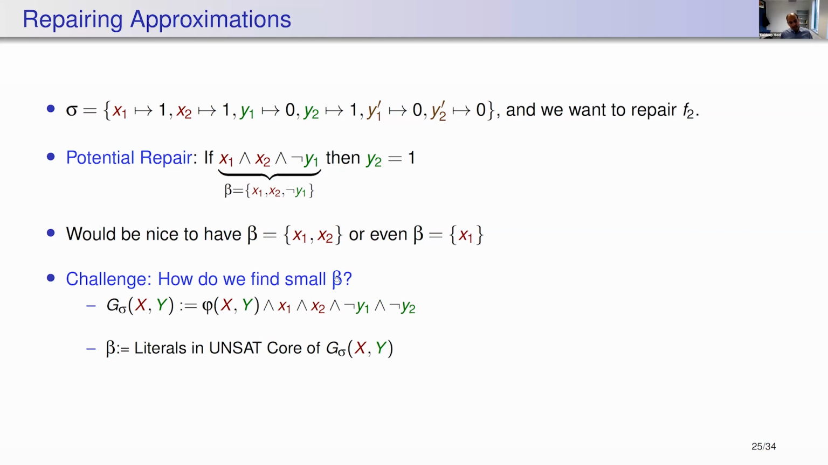Well, we'll construct yet another formula. The formula says we have the formula phi, and I would like to have x1 to be 1, x2 to be 1, y1 to be 0, and y2 to be 0. Of course, the solver says you are crazy. You can't have y2 to be 0 even when x1 is 1. So this reasoning that the solver gives us back is called an UNSAT core. We can use this reason to come up with a sound beta.